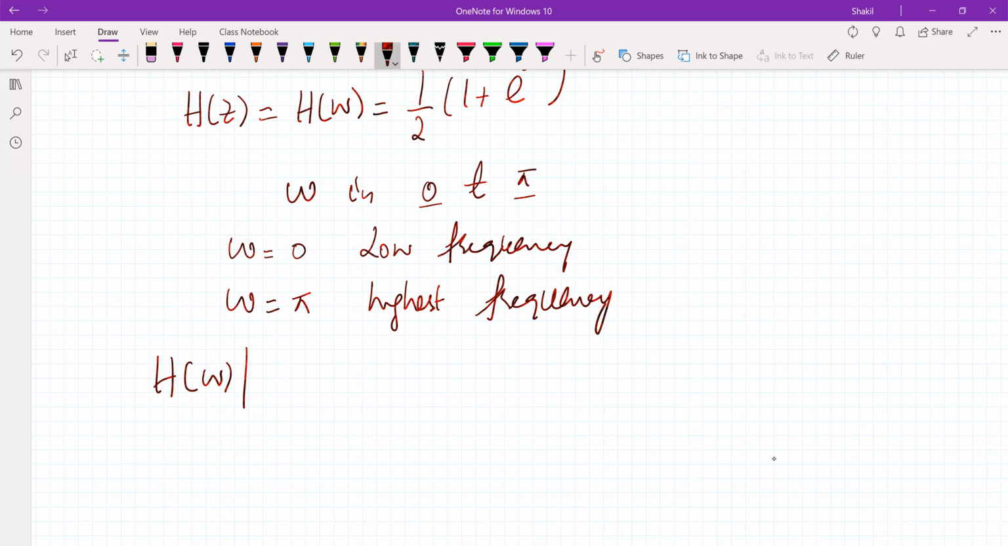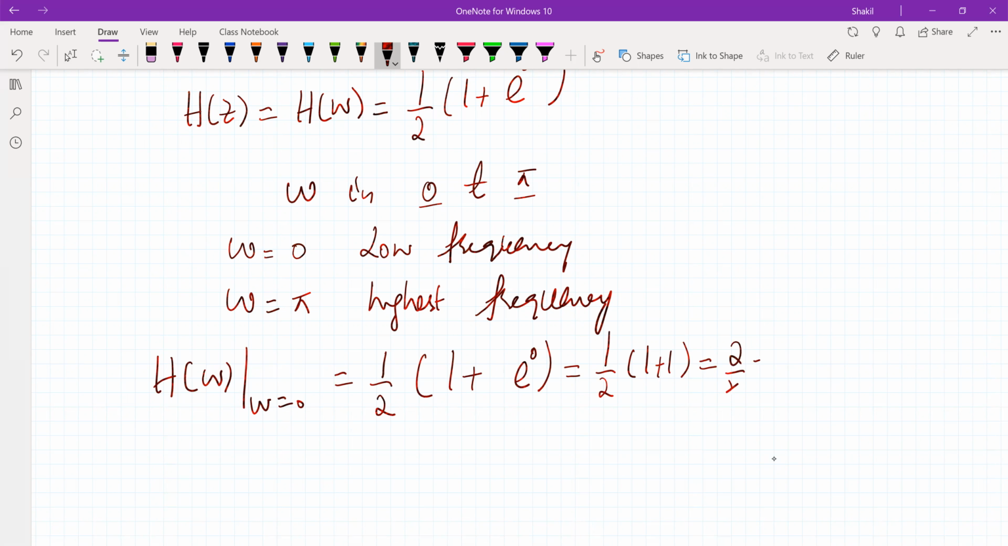So H of omega when omega is equal to 0 is equal to 1 by 2 times 1 plus e raised to the power 0. E raised to the power 0 is 1, so this is 1 by 2 times 1 plus 1, and indeed this is equal to 2 by 2, that's equal to 1. So this gives a magnitude equal to 1. In other words, this filter will pass omega equal to 0.